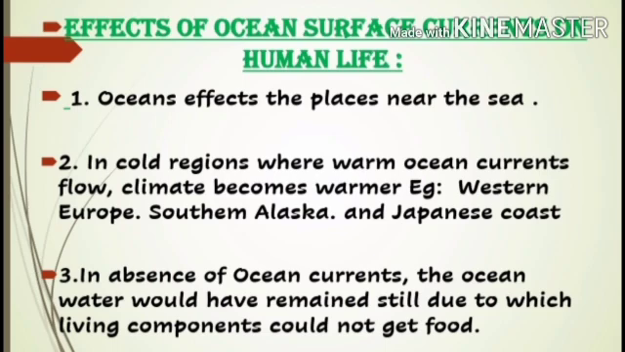In absence of ocean current, the ocean water would have remained still, due to which living components could not get food. Of course, if ocean currents are not there, all the water will be still. No movement can be seen in the water. And because of this reason, no plants will be able to survive. If plants are not there, food is not there for the animal. How will the animals survive? So fishes and all will also not survive in this place.